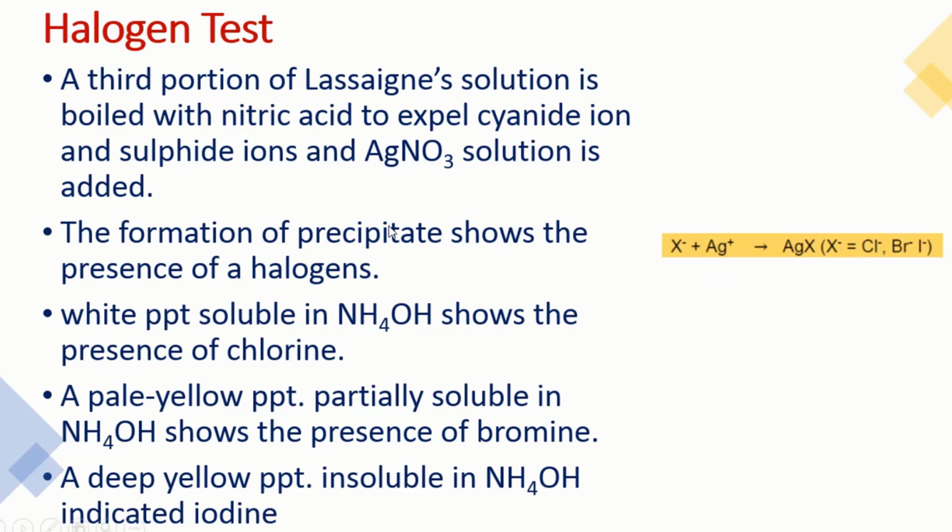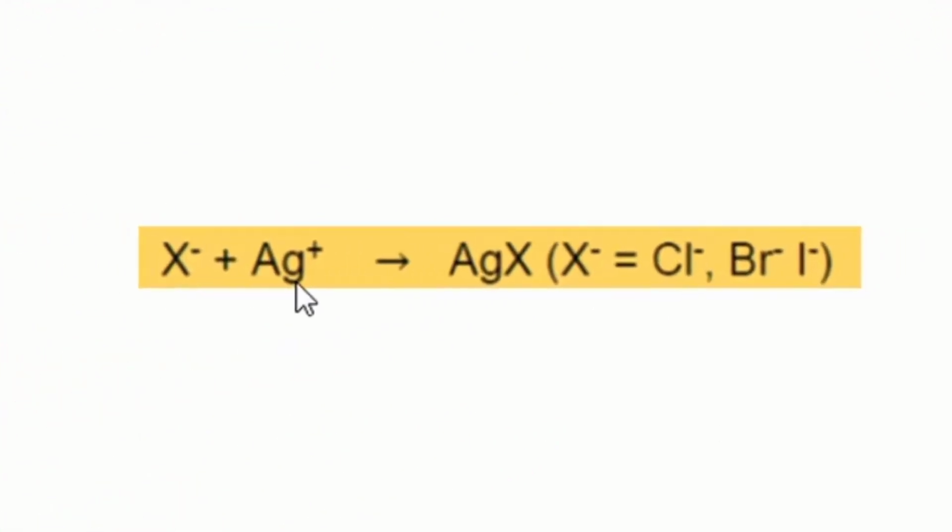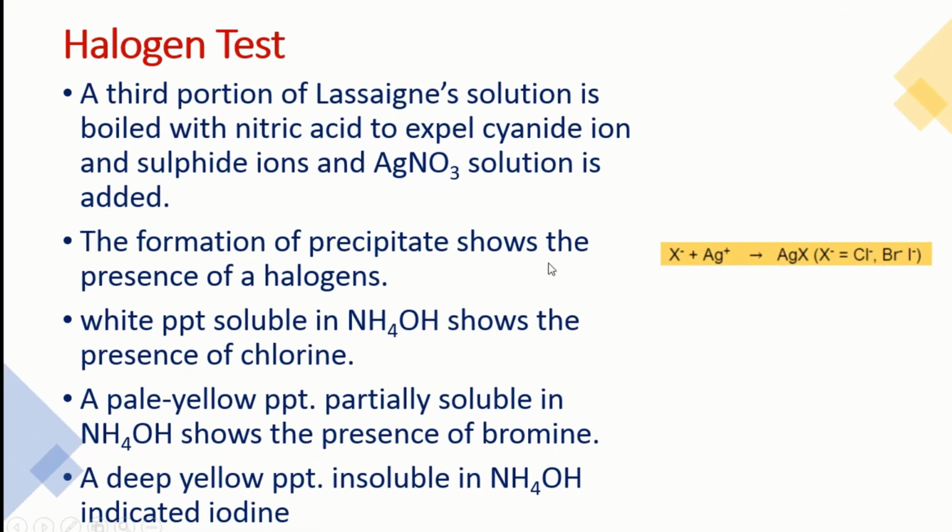So in the third portion, the lysine solution is boiled with nitric acid to expel cyanide ions and sulfide ions. They might react with the silver nitrate and interfere. So we add silver nitrate solution. These are the halide ions. We add silver nitrate, meaning silver ions. It will react with them and make silver halide. So the formation of precipitates shows the presence of halogens.